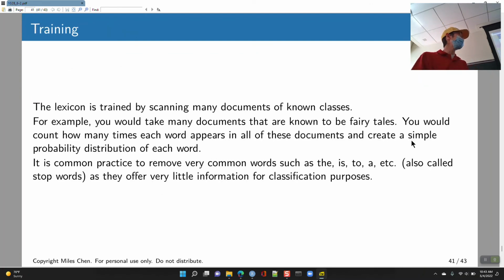It's common practice to remove very common words, such as the, is, to, a. We often call these stop words because these often don't provide information as far as classifying a document.